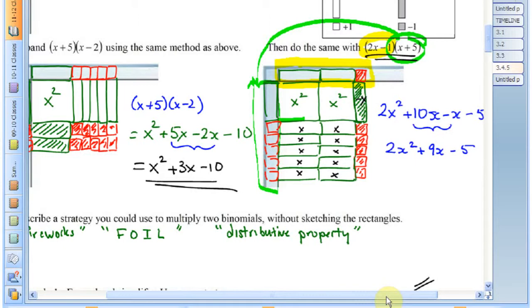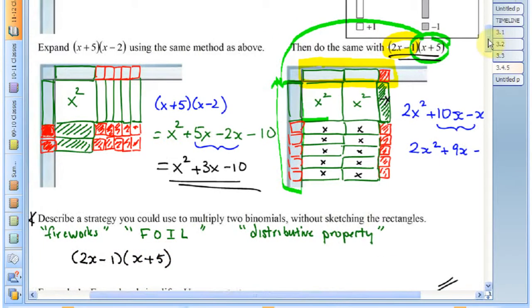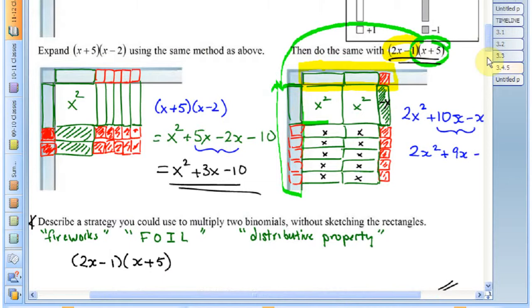All right, ladies and gentlemen. I'm going to ask you to copy this question again. So let's copy this down here. 2x minus 1, x plus 5. And let's see how this fireworks or distributive property or foiling thing works. Okay? So this is what we did.